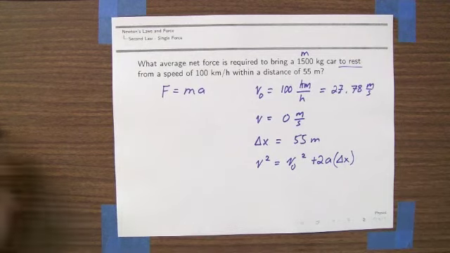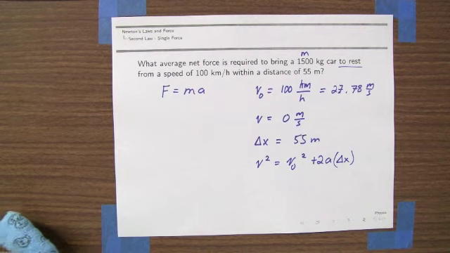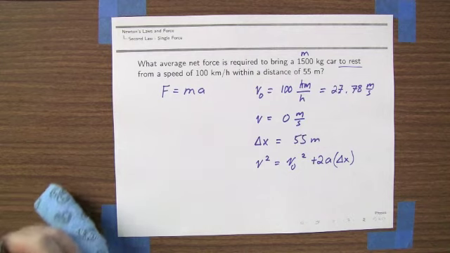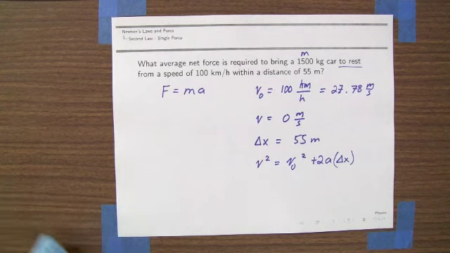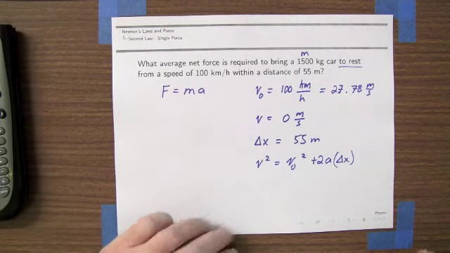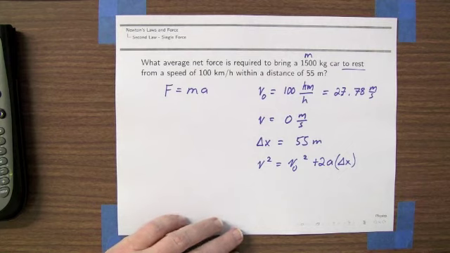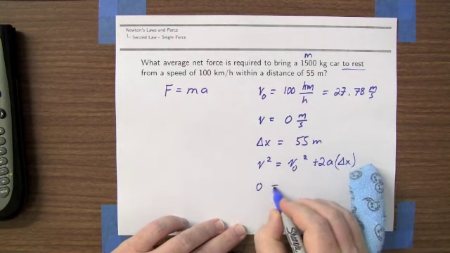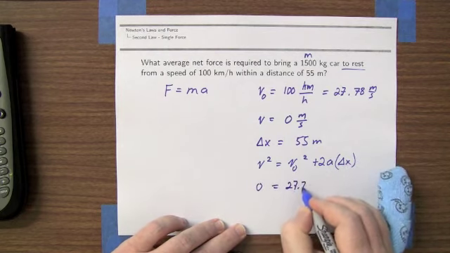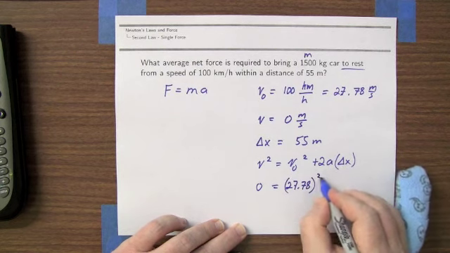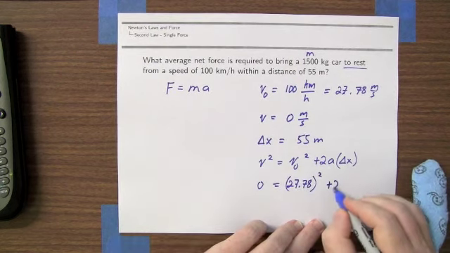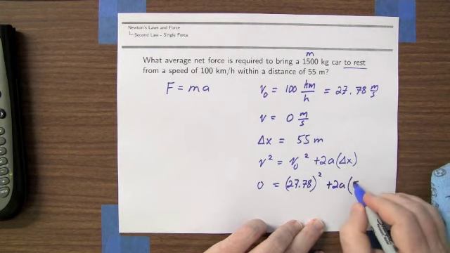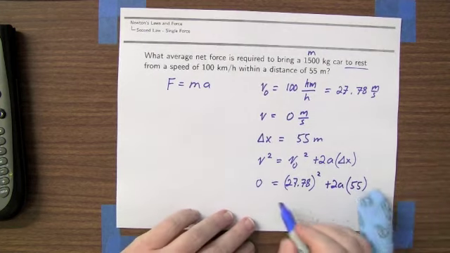If I were in your place and you have not memorized the formulas, what I would recommend is make yourself a note card and just compile a list and keep that handy so whenever you're working problems you can just pull it out and look up the formulas. So plug all this in. 0 is equal to 27.78 squared plus 2a times 55.